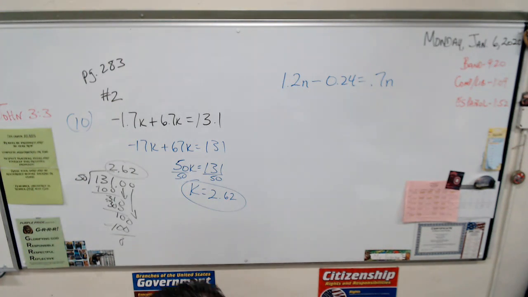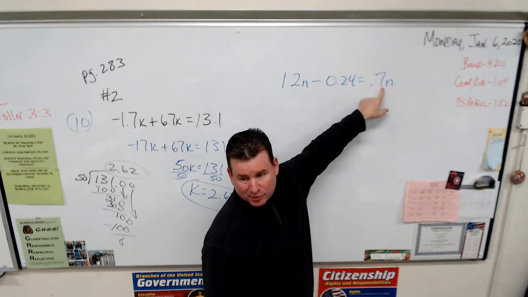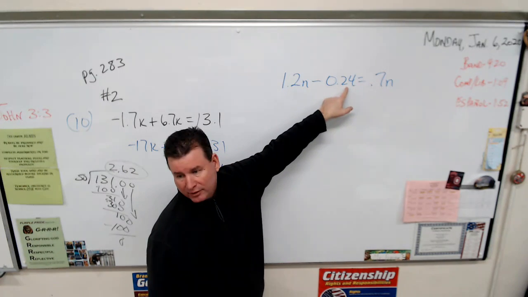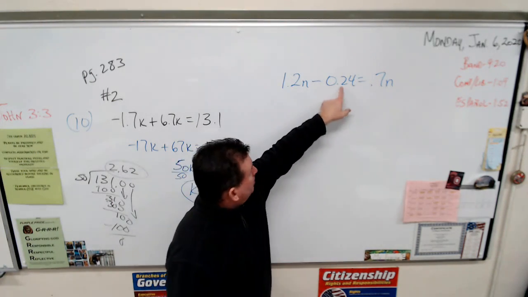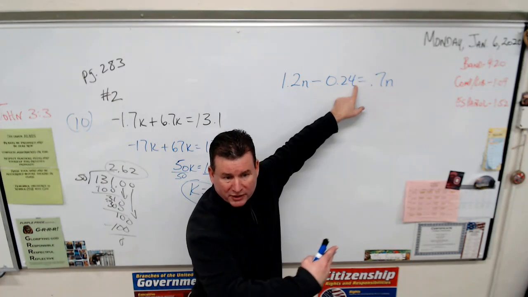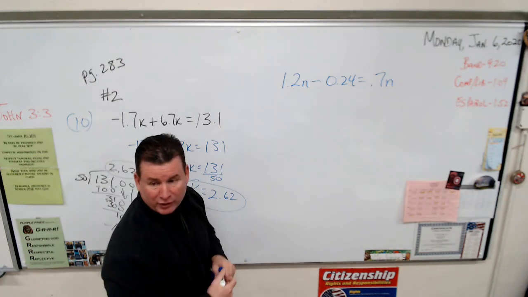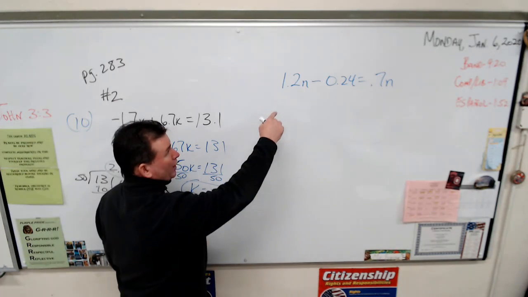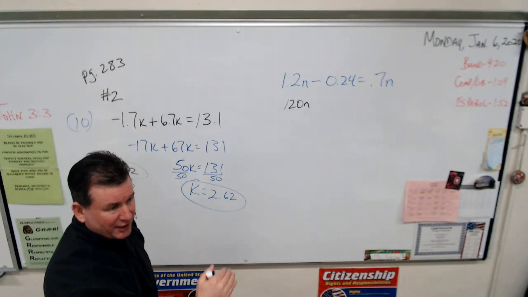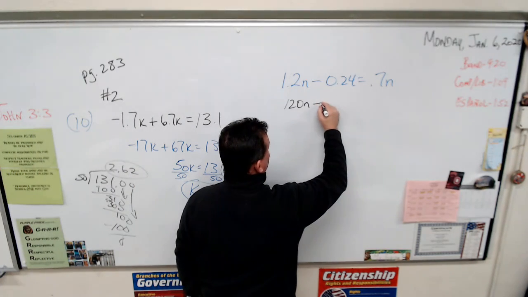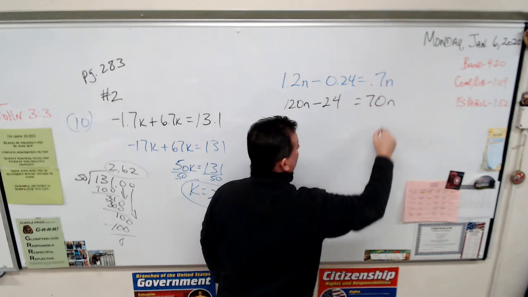Listen, look, Brett, if I multiply everything by 10, beautiful, that decimal point's gone. But if I multiply everything by 10, uh-oh, that other decimal point's still there. How can I eliminate all decimals? What if I move it two places? That's the same as multiplying by 100. So if I move everything two places, I'm not going to have 12n, I'm going to have 120n. I'm getting rid of the decimal, multiplying everything by 100. That becomes 24. And this becomes 70n.